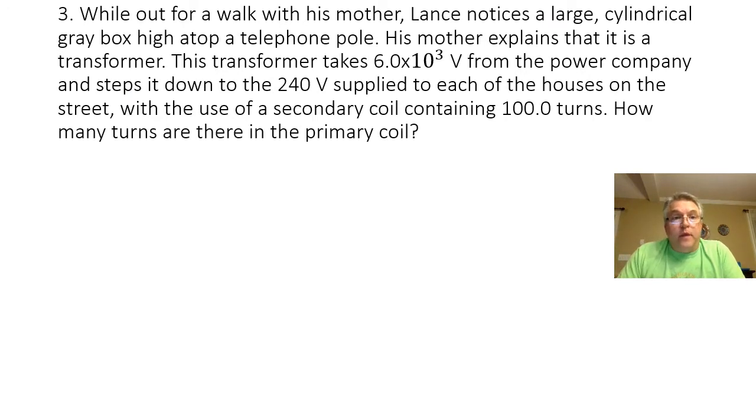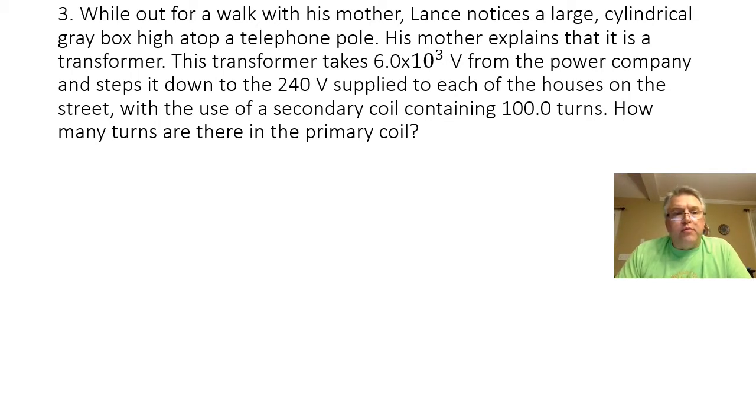Problem 3. While out for a walk with his mother, Lance notices a large cylindrical gray box high atop a telephone pole. His mother explains that it is a transformer. This transformer takes 6.0 times 10 to the third volts from the power company and steps it down to 240 volts supplied to each of the houses on the street, with the use of a secondary coil containing 100 turns. How many turns are there in the primary coil?